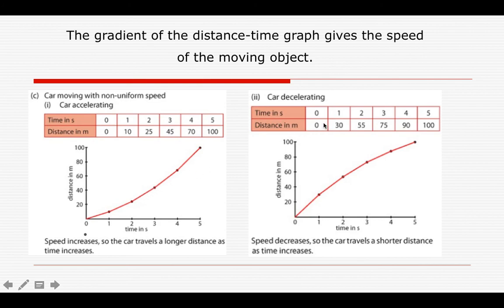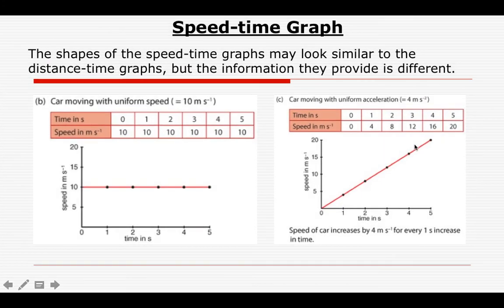Here you see the car is deaccelerating because as the time increases, the distance increase decreases. For example, let's say for 1 to 2, the increase in the distance is 25, but for 2 to 3, the increase is just 20. So technically the car is deaccelerating, and you have a curve something like this.